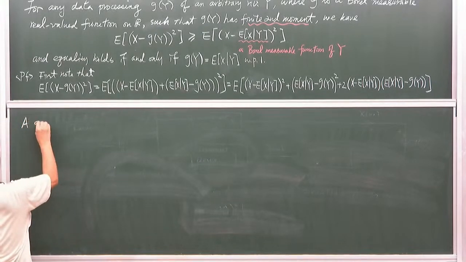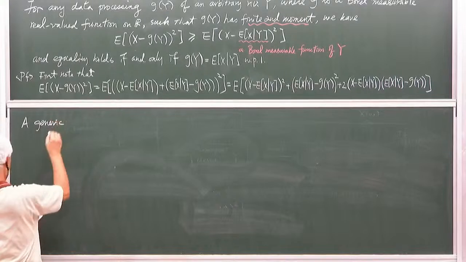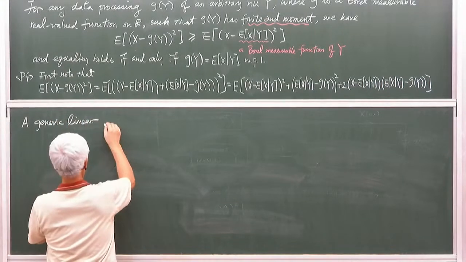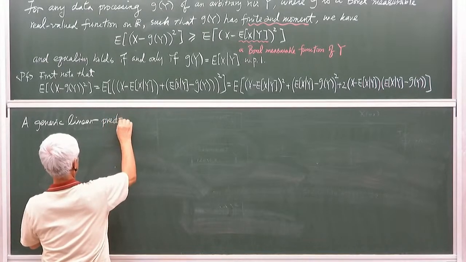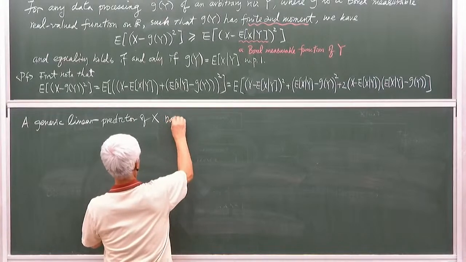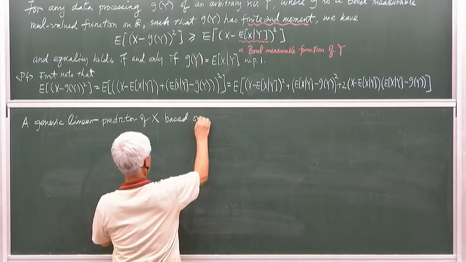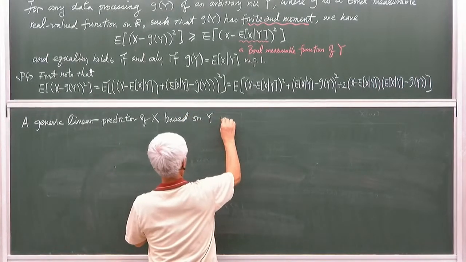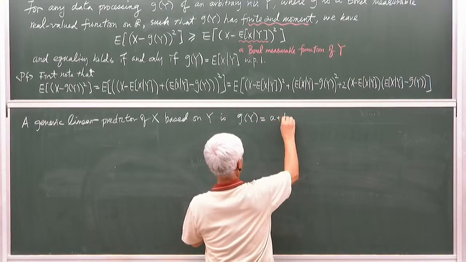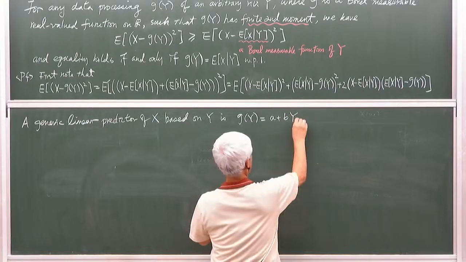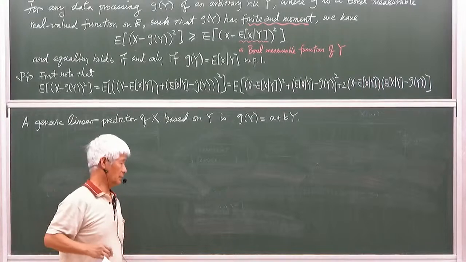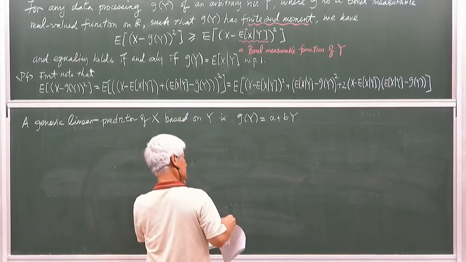Now, we consider a generic linear predictor of X based on Y, g(Y) equal to a plus bY. So it's a linear function of the observed random variable.